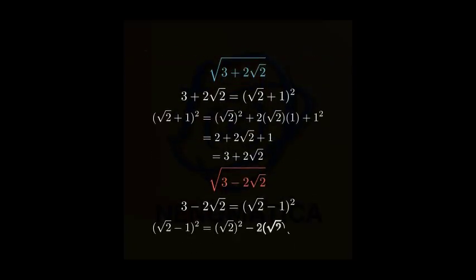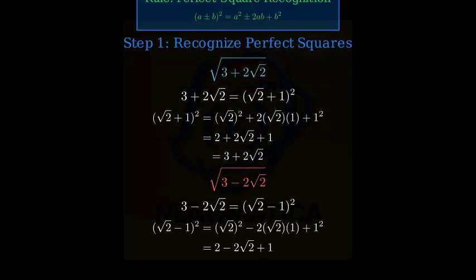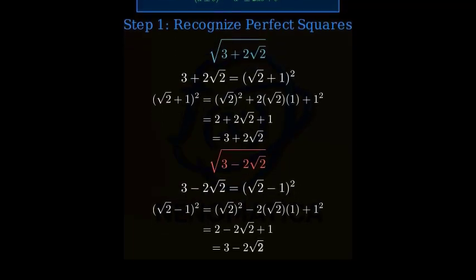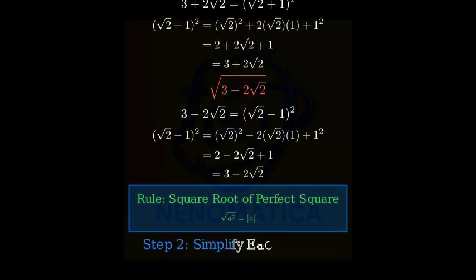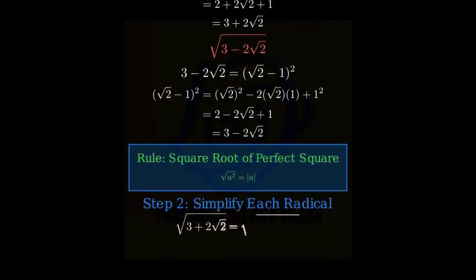To verify, squaring square root of 2 minus 1 gives square root of 2 squared, which is 2, minus 2 times square root of 2 times 1, plus 1 squared, which is 1. This gives us 2 minus 2 times square root of 2 plus 1, which simplifies to 3 minus 2 times square root of 2.